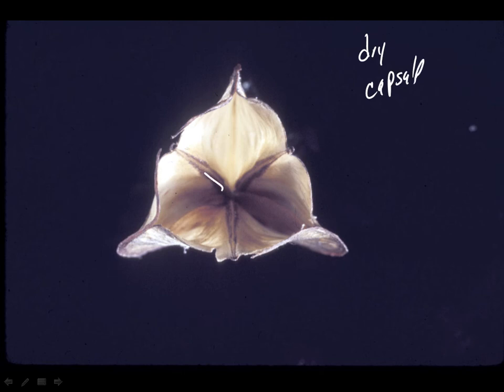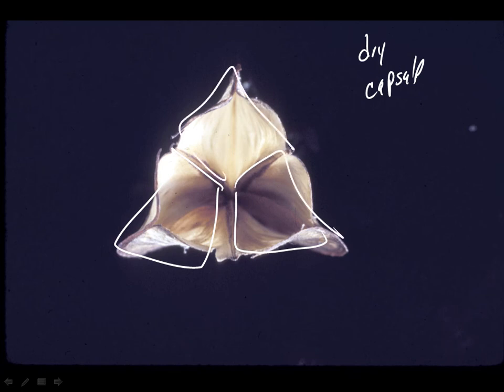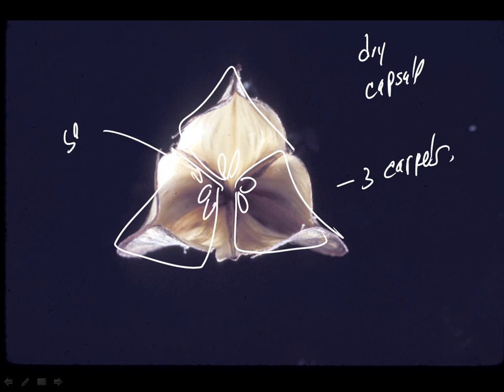And you can see in this capsule that we have three carpels. And if we had axial placentation, here would be our ovules, our seeds at this stage. Seeds would have been here. They've been shed from the capsule already. And so you can see it is a dehiscent fruit. It's opened up to shed those seeds.